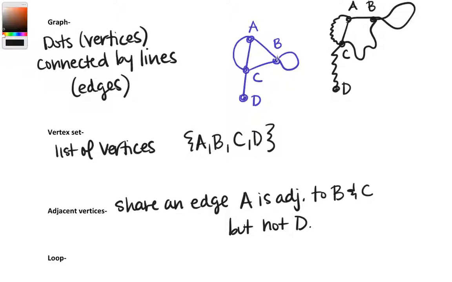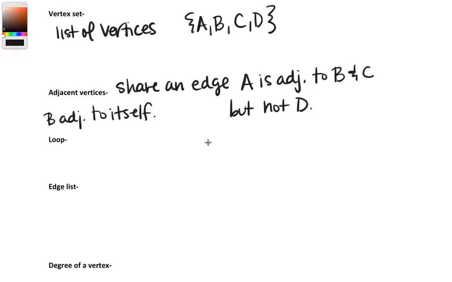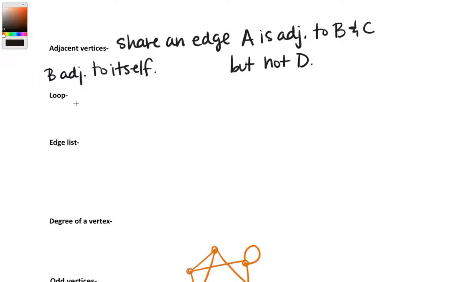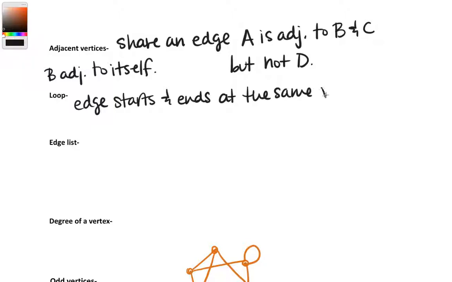And we should note here, B is adjacent to itself. And that is what we call a loop. A loop is an edge that starts and ends at the same vertex. So it looks like this.